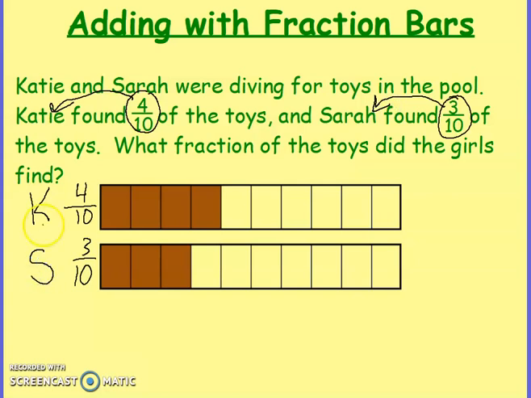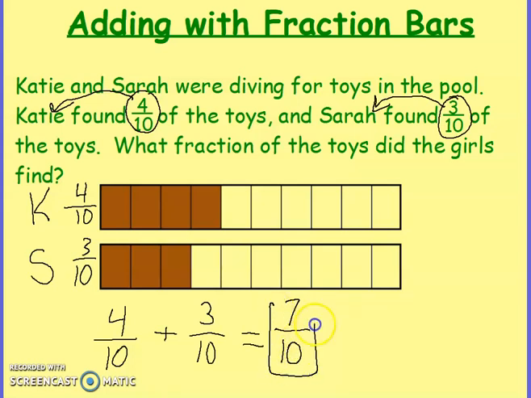Okay, so we're going to add together Katie and Sarah's fractions. So if Katie found 4/10 of the toys and put it together with Sarah's 3/10 of the toys, let's add those. 4/10 plus 3/10. We think 4 plus 3 is what? 7, with our tenths staying the same at the bottom. So they found 7/10 of the toys.